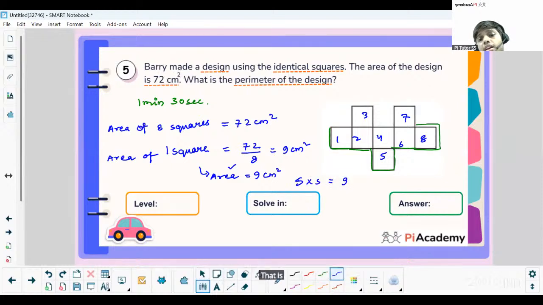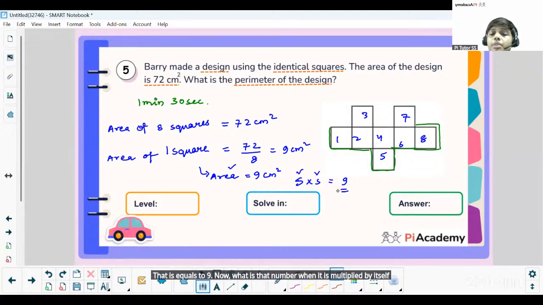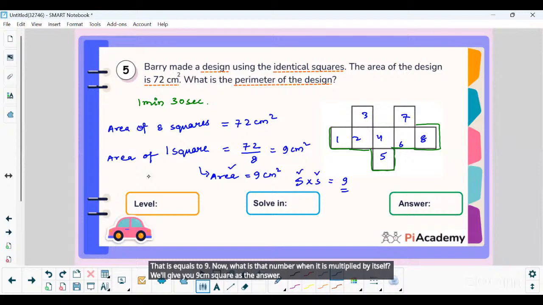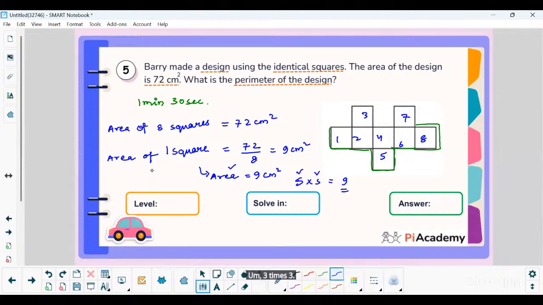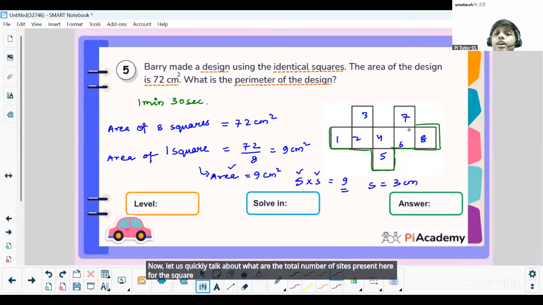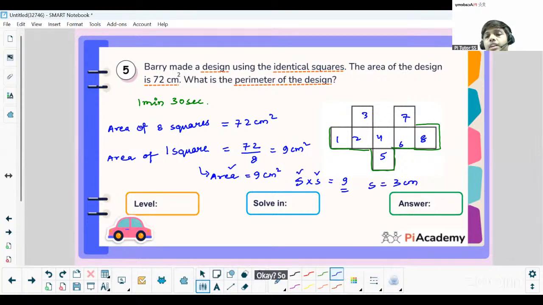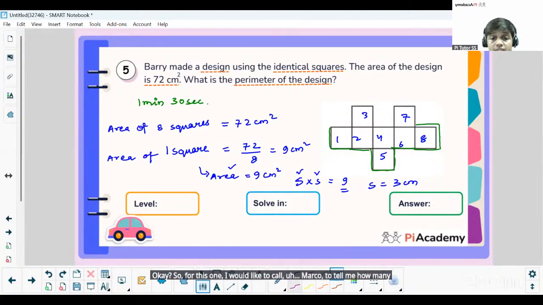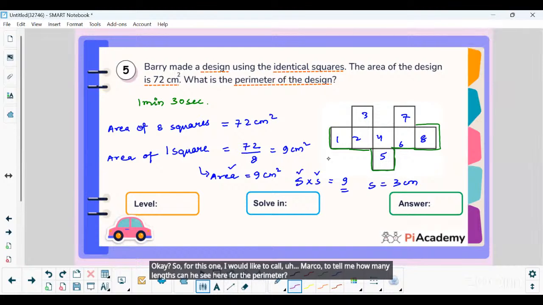That is equal to 9. Now, what is that number which, when multiplied by itself, will give you 9 centimeter square as the answer? 3 times 3. Exactly. So S here becomes 3 centimeters, which is the side length of the square. Now let us quickly talk about what are the total number of sides present here for the square that we need to add to get the final perimeter of the design altogether. So for this one, I would like to call Marco to tell me how many lengths he can see here for the perimeter. Yes, Marco.